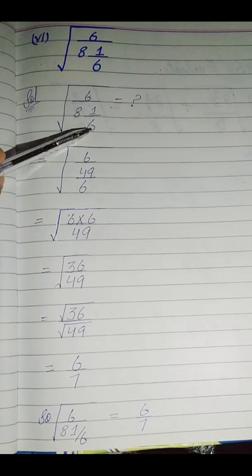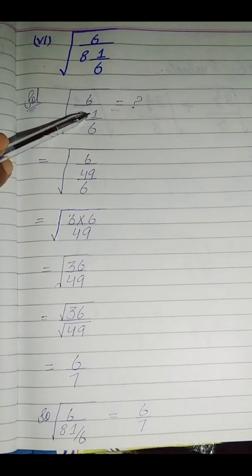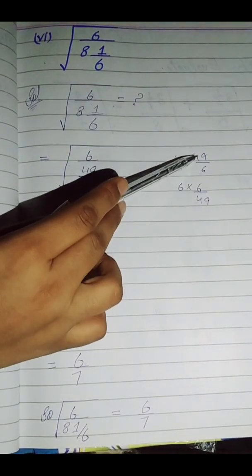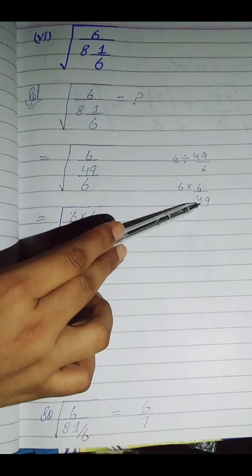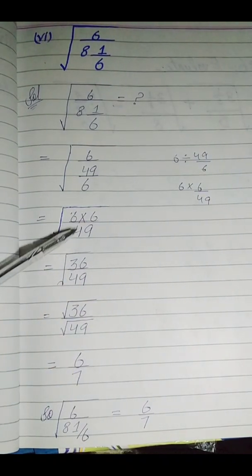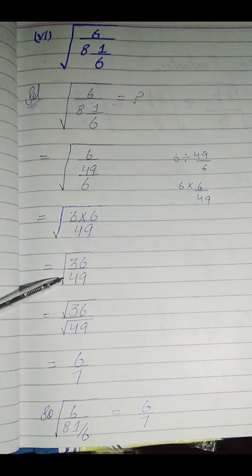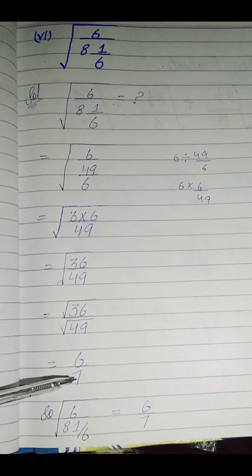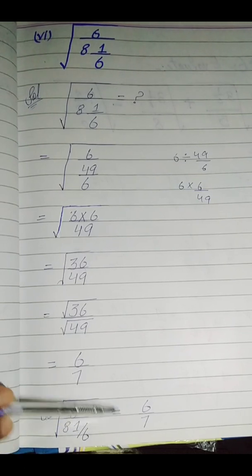So we change the mixed fraction into simple fraction. 8 6s are 48. 48 plus 1, we have 49 by 6. This means that 6 divided by 49 by 6, and when we change the divide into multiply, this value becomes reciprocal. So we have 6 multiply 6 divided by 49. 6 6s are 36 and 49. Now we take square root of 36 and 49. The square root of 36 is 6 and the square root of 49 is 7. So we have 6 by 7. It means that the square root of 6 divided by 8 1 by 6 is equal to 6 by 7.